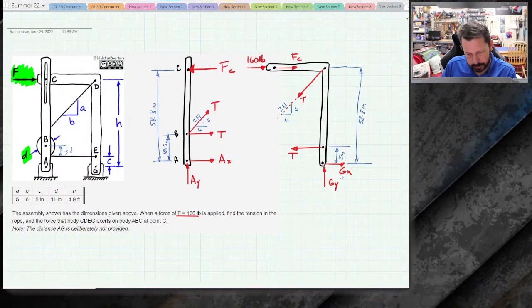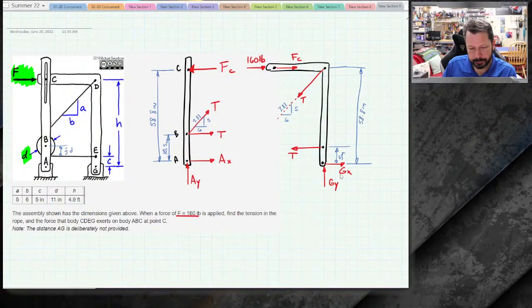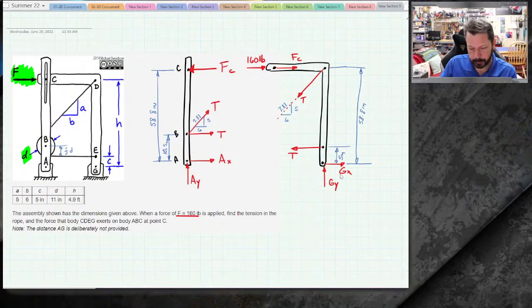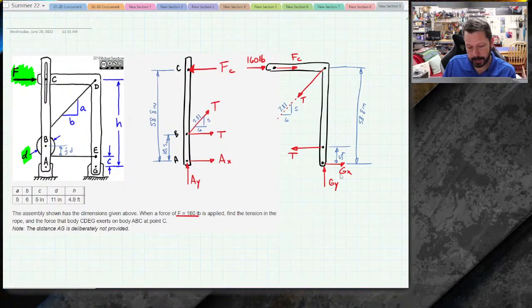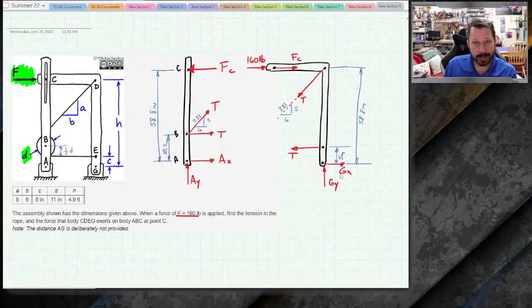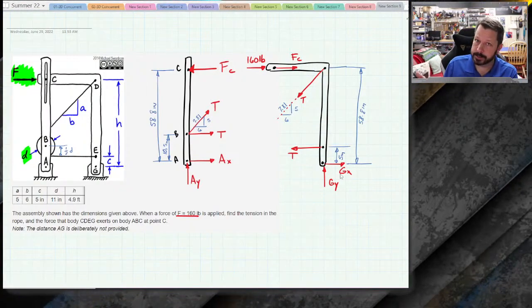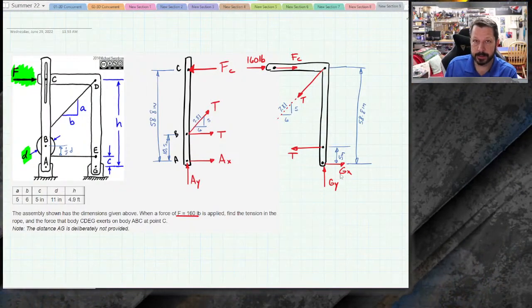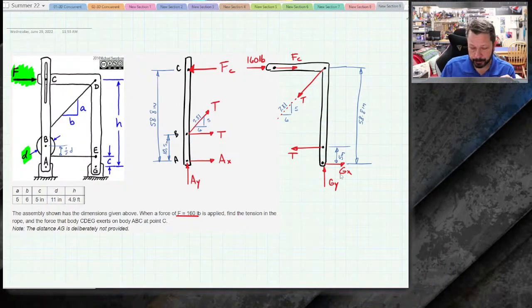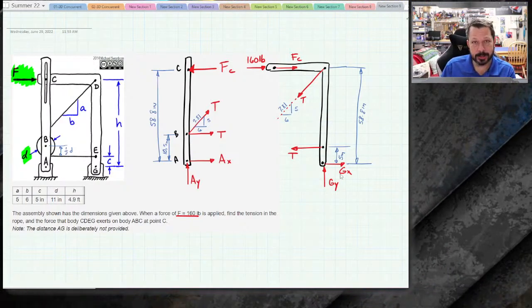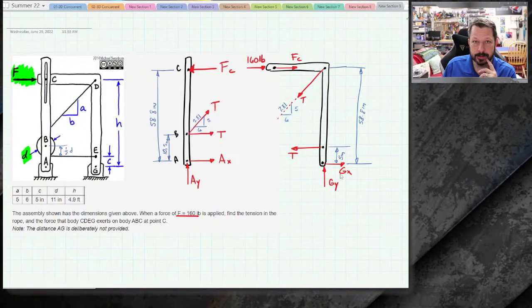And between these 2 diagrams, I have FC is 1. There's 4 different T's, but they're all T's, so that's 2. Then AX, AY, GX, and GY, I have 6 unknowns. So I have 6 unknowns between the 2 of these diagrams, 6 equations. I should be able to solve it simultaneously, assuming I can write the equations and actually solve them simultaneously.